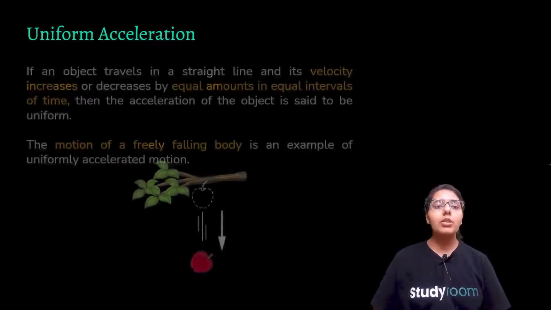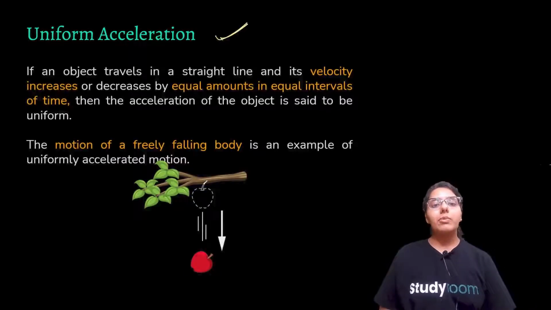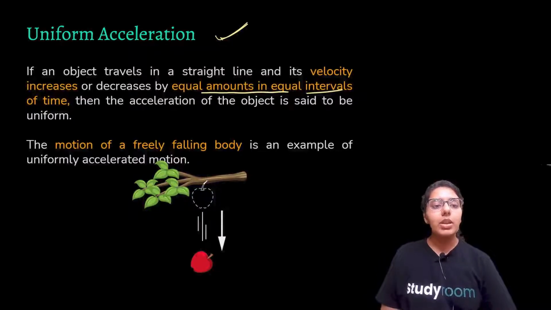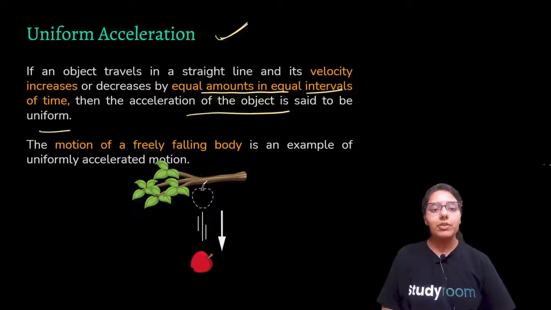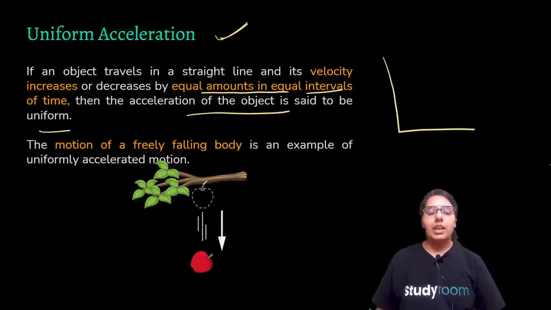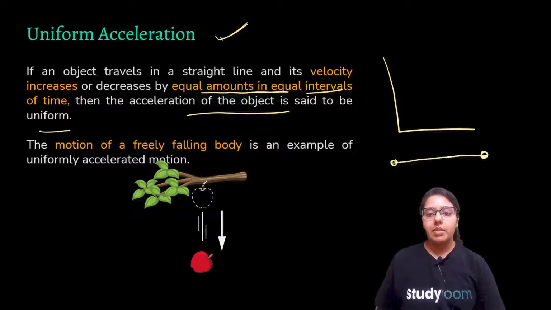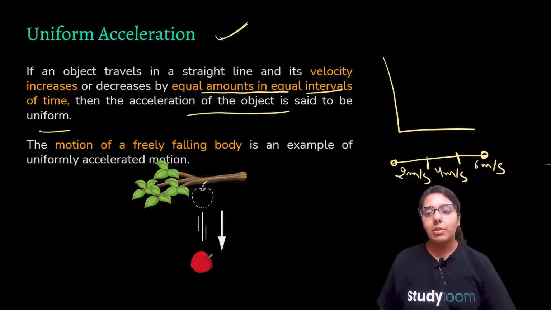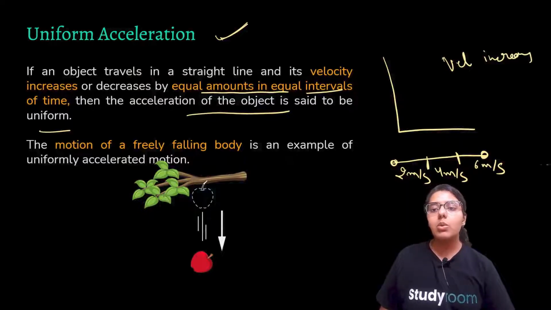Moving ahead, talking about uniform acceleration. What does uniform acceleration mean? If an object travels in a straight line and its velocity increases or decreases by equal amounts in equal intervals of time, then the acceleration is said to be uniform. For example, if an object is moving and here its velocity was 2 meter per second, then in another interval it was 4 meter per second, in another interval it was 6 meter per second. So it is increasing uniformly. Our velocity is increasing uniformly in equal intervals of time.